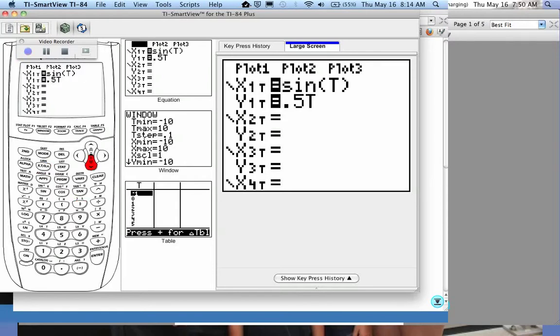The second equation was 3... Did I just mess that up? Was it cosine first? It's cosine. All right. Sorry. Cosine there. And this one was 3 sine of t, or sine of your variable in parametric mode.